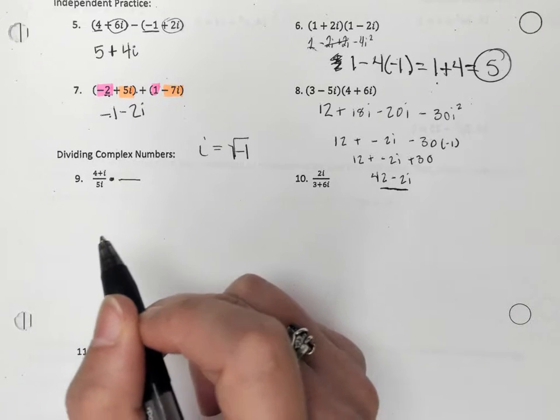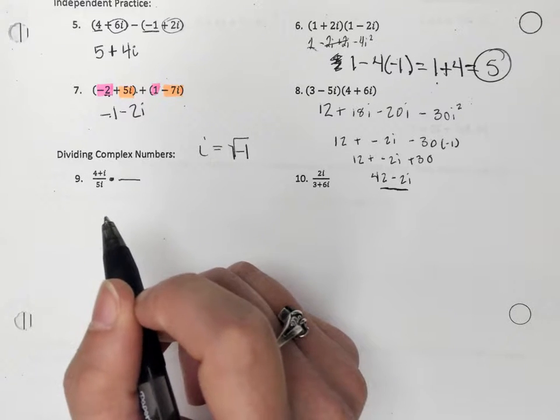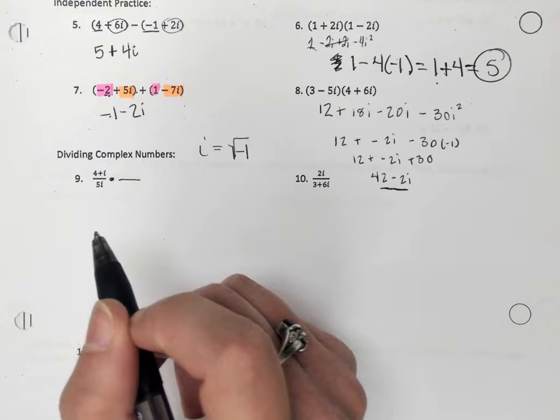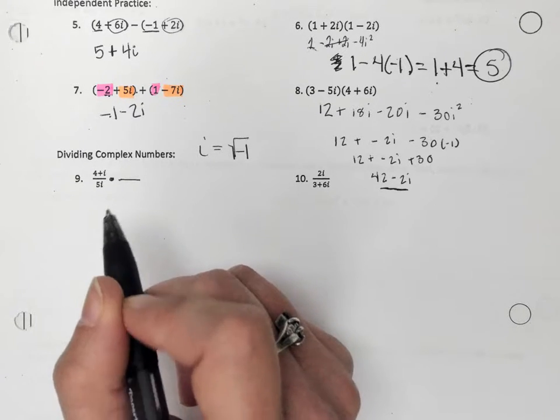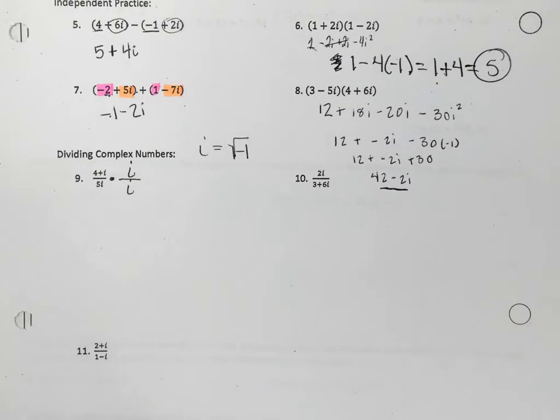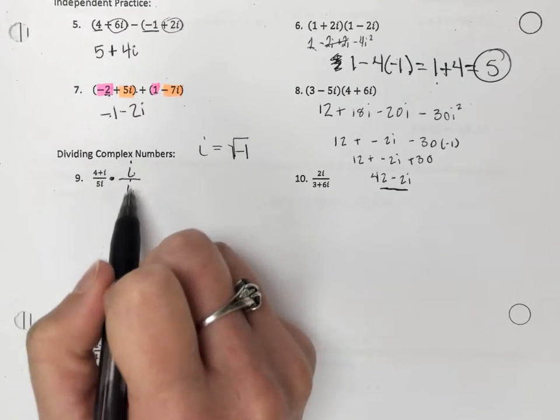So what's 5 divided by 5? And don't you dare say 5. 1. What's 11 divided by 11? What's x divided by x? 1. So what's i divided by i? 1. You can multiply anything you want by 1. It may not look like 1, but this simplifies to be 1, right?